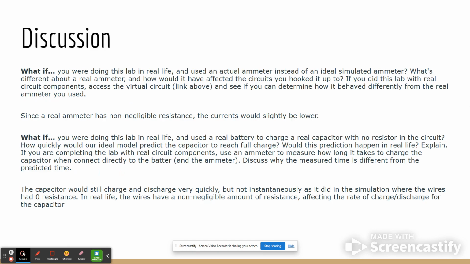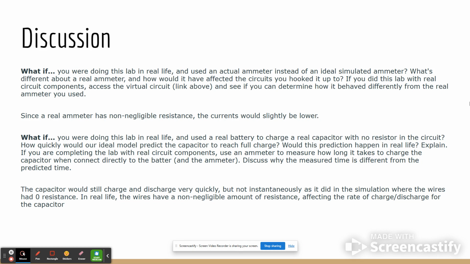So finally, for the discussion: what if you were doing this lab in real life and used an actual ammeter instead of an ideal simulated ammeter? What's different about the real ammeter, and how would it have affected the circuits you hooked it up to if you did this lab with real circuit components across the virtual circuit? Link above, that's from Canvas. See if you can determine how it behaved differently from the real ammeter you use. Since a real ammeter has non-negligible resistance, the currents would slightly be lower.